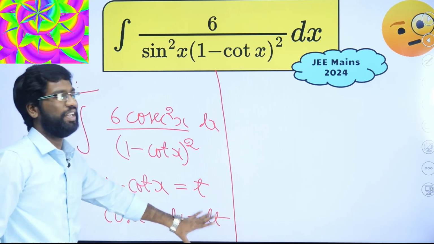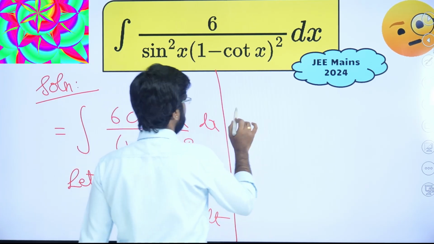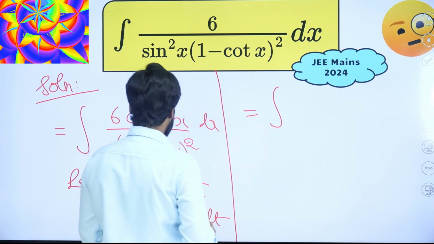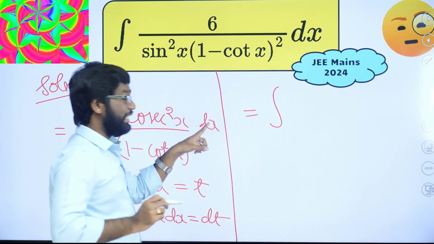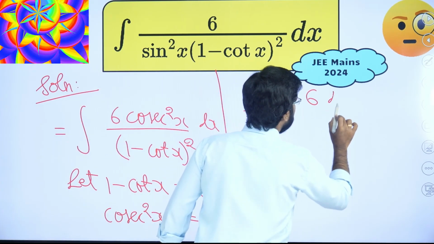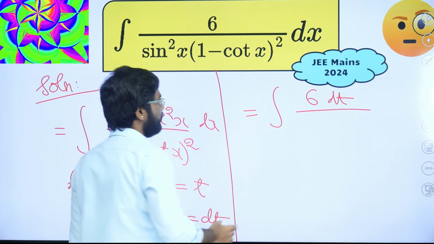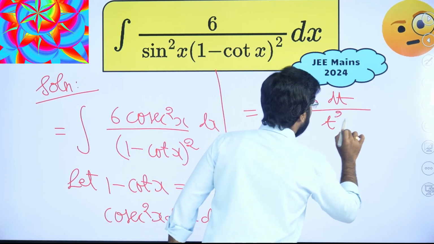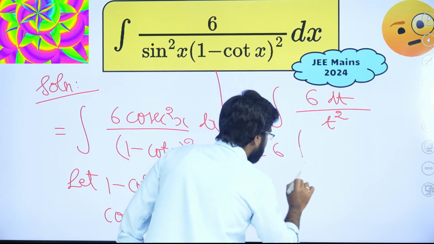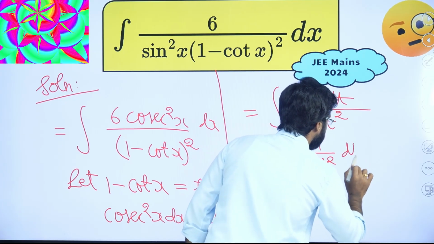Now what we have to do? We have to substitute everything here, my dear students. Then we can crack it very easily. So integration 6 cosecant square x dx, in place of cosecant square x dx, I can replace with dt, divided by 1 minus cot x, which I can replace with t. So I got t square. Now I can take this 6 outside, so 1 by t square dt.